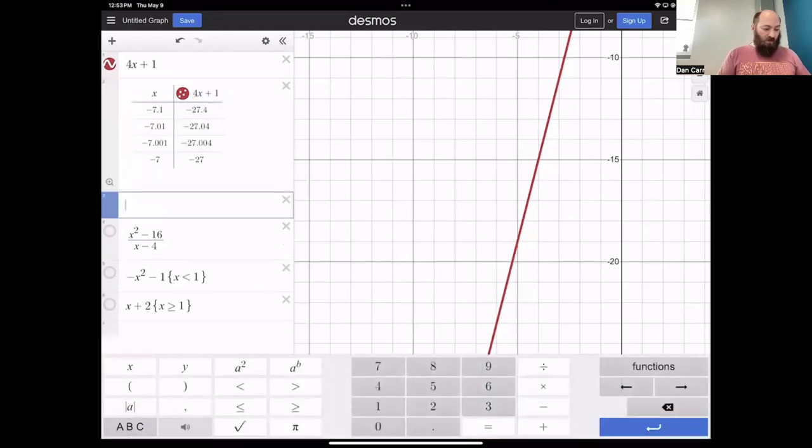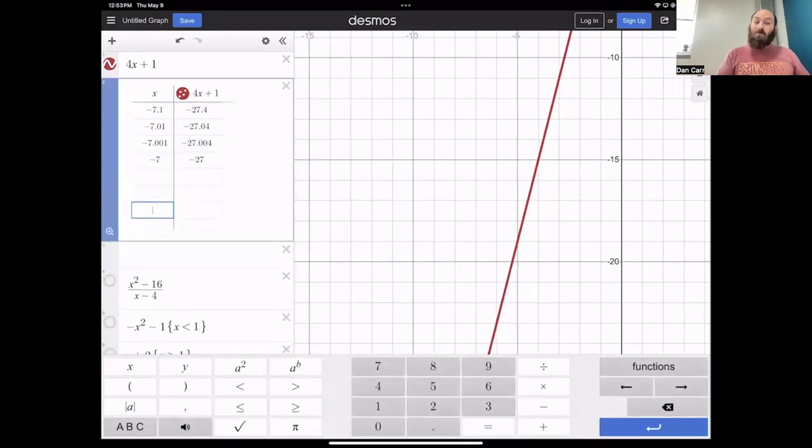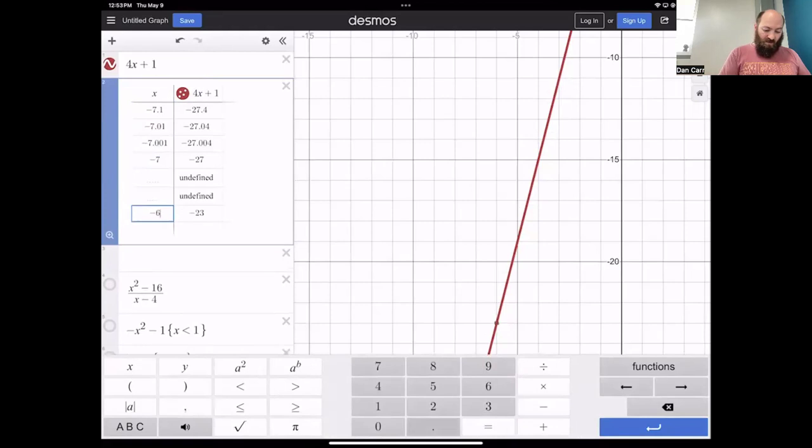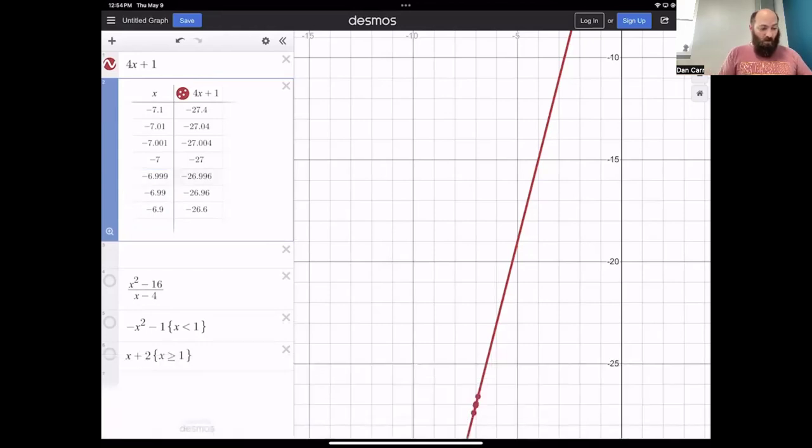Well, let me go the other direction. So if I do the same thing on the other side of -7, these are going to be values that are greater than that. So for example, -6.9, we get that value. We get a little bit closer with -6.99. Got a little bit closer there. And if I go even further, -6.999, we see that is again getting close to -27. So from both directions, above and below, we are getting close to -27.